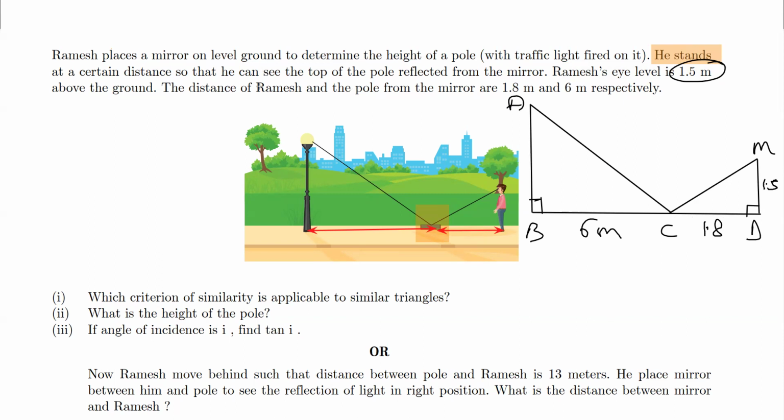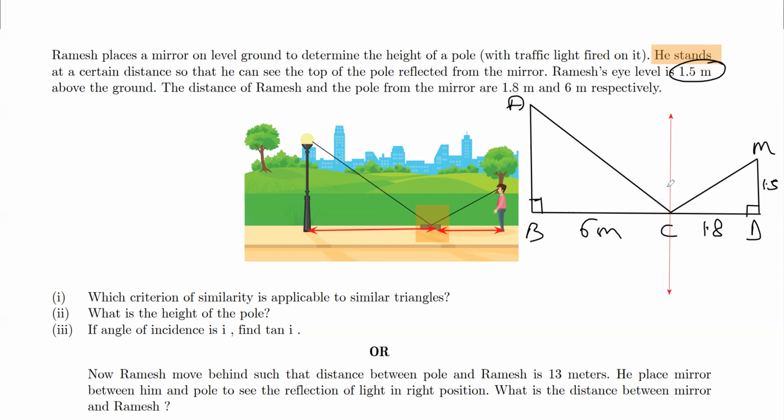Now, in order to prove the second part, we have to use the concept of reflection that we have studied in the chapter on light. Let's say I draw a normal here, which is perpendicular to the reflecting surface. Since C is the reflecting surface, this normal is a line which is perpendicular to the surface. So we know that this angle is 90 degrees.